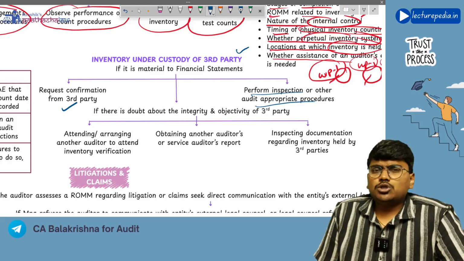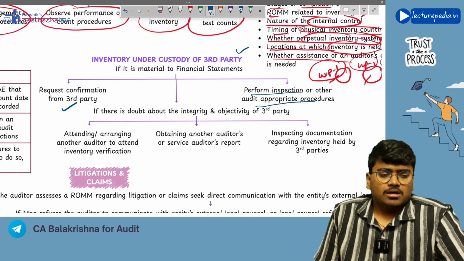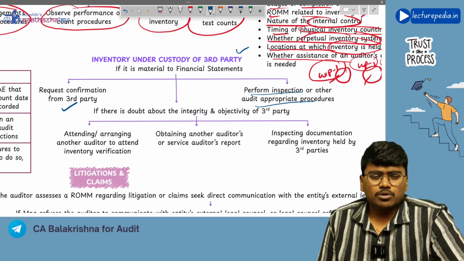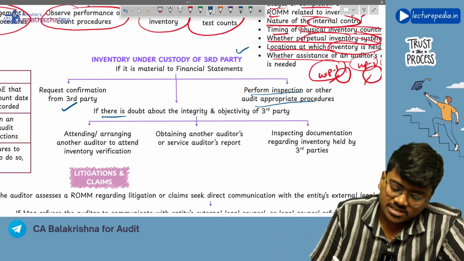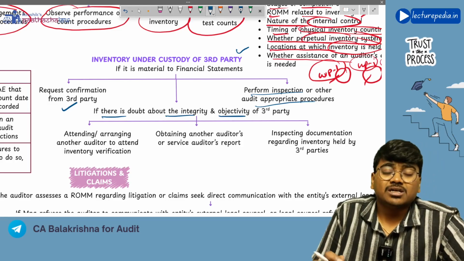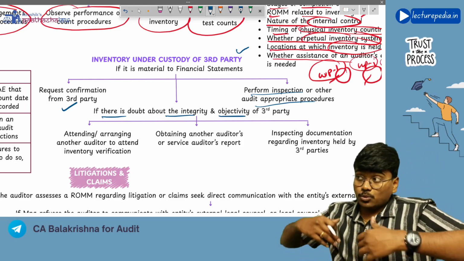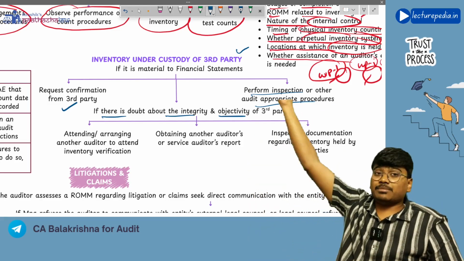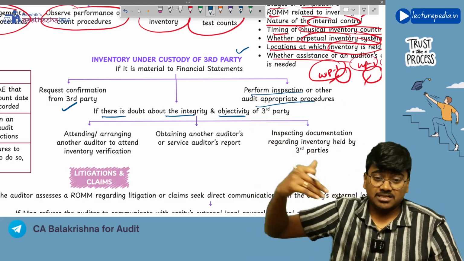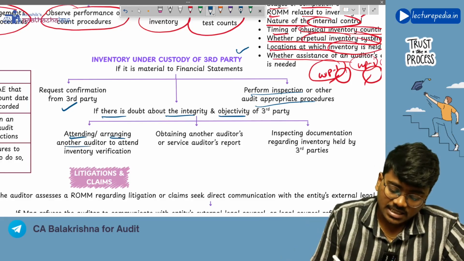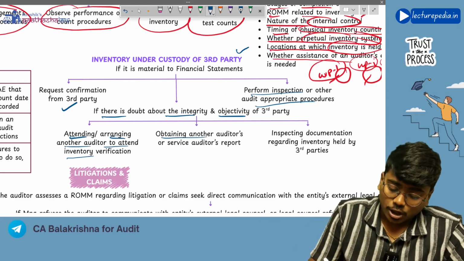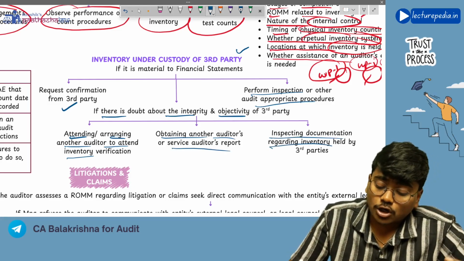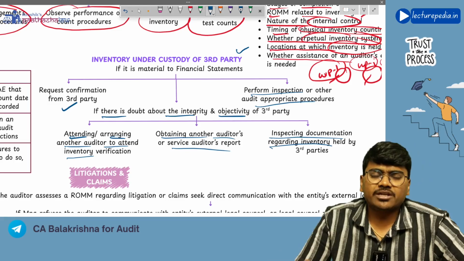Now, if you don't have confidence in the confirmation given by the third party, or you have doubt about the integrity or objectivity of that third party, then what will you do? You yourself can attend that third party location and verify, or on your behalf you can send some other auditor or service auditor, right? So attend, or arrange another auditor to attend inventory verification, or obtain another auditor's or service auditor's report, or inspect documentation that is available with respect to the inventory lying with the third party.